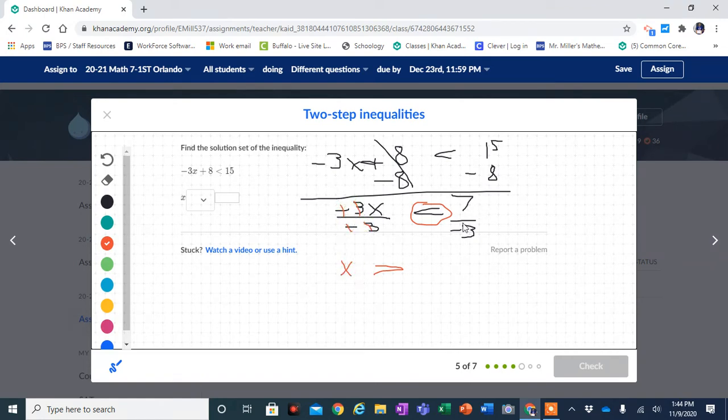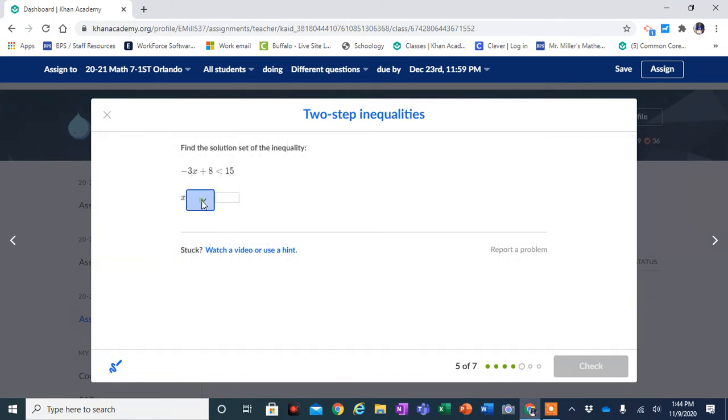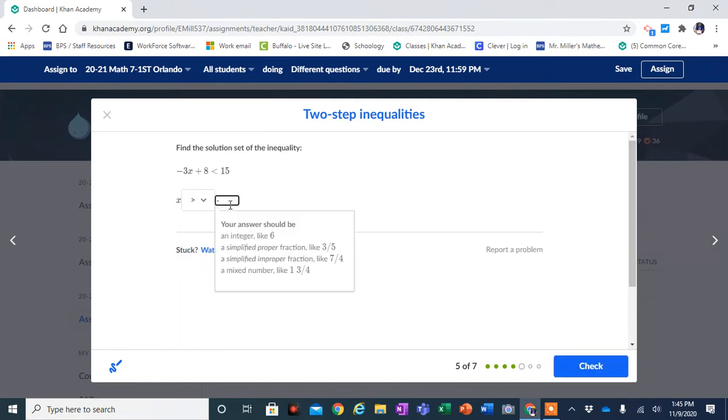A positive divided by a negative is a negative, and then 7 divided by 3, use your calculator, I get 2 1/3. However, I think I'm going to leave it as negative 7 divided by 3. So x, and again the sign flipped, is greater than negative 7 divided by 3.